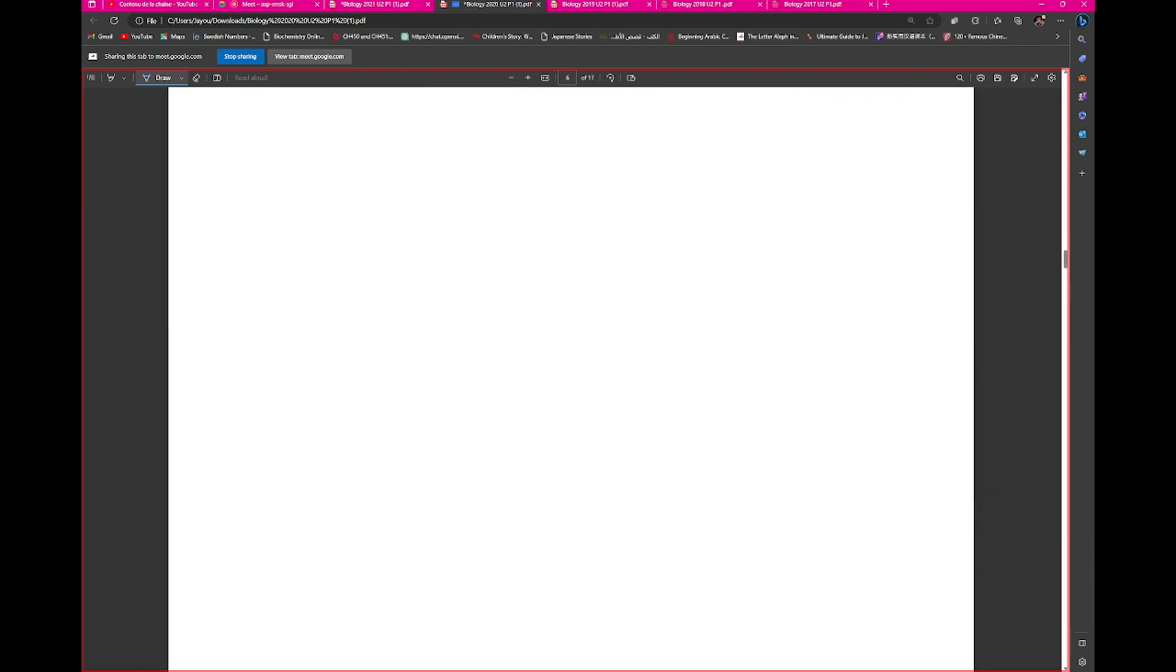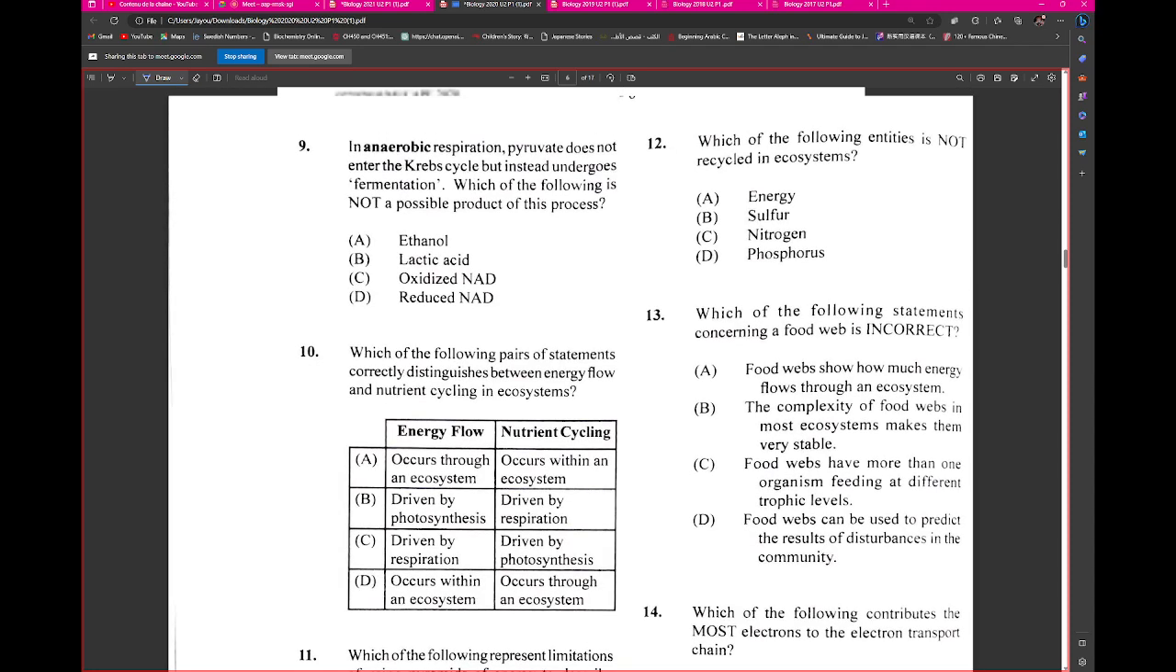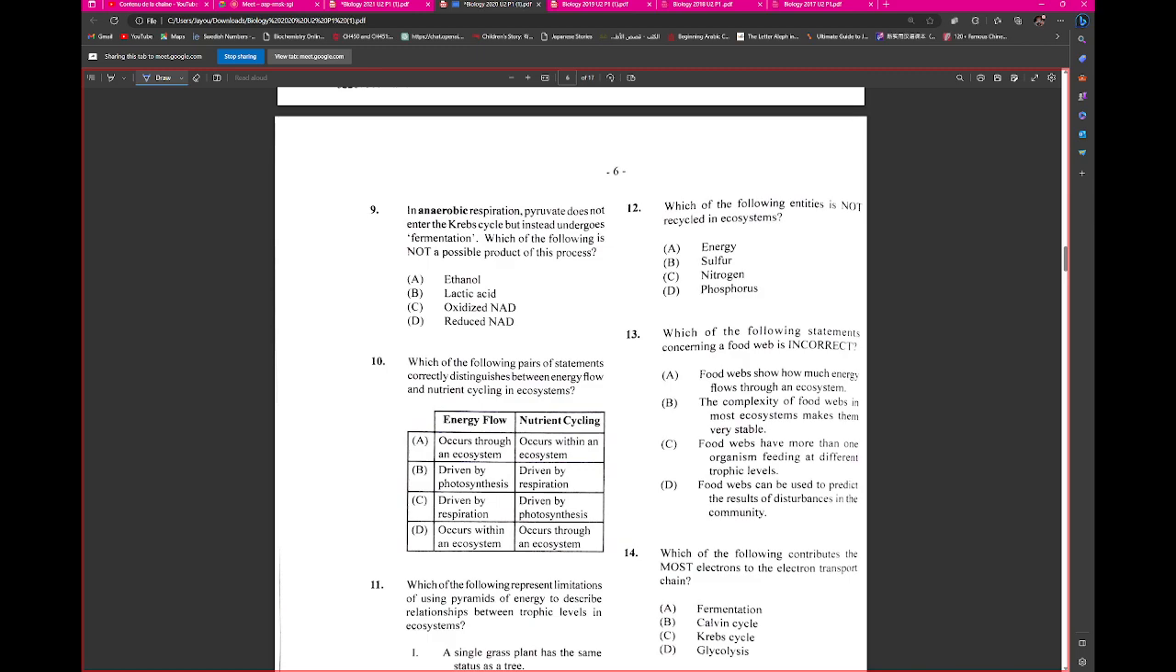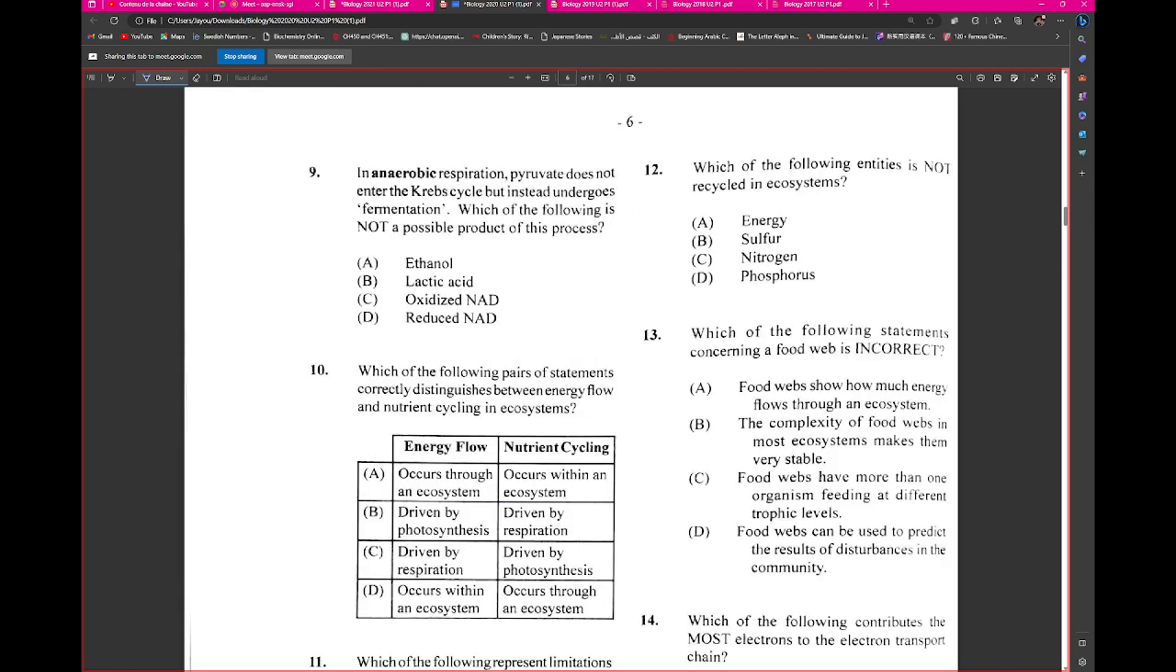Let's look at this now. Is this just a blank page? Oh, okay. Alright, so 9. In anaerobic respiration, pyruvate does not enter the Krebs cycle, but instead undergoes fermentation. Which of the following is not a possible product of this process? Sir, D, reduced NAD. Why would you say that?